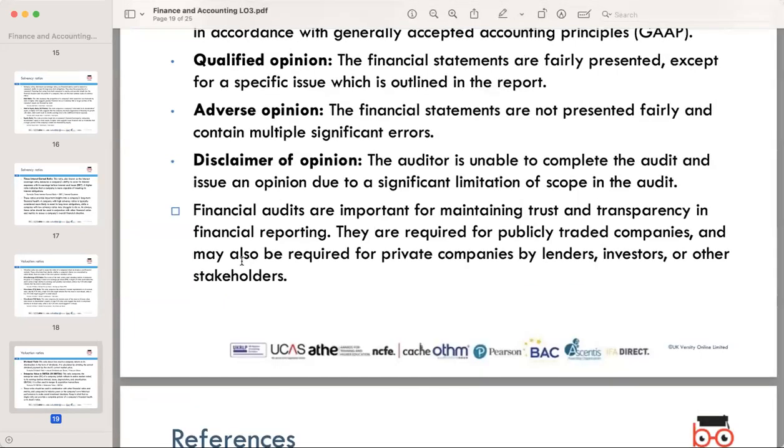Financial audits are essential for maintaining trust and transparency in financial reports. They provide stakeholders with valuable information about the reliability and accuracy of a company's financial statements. So the four types of audit opinion are unqualified or clean, qualified, adverse, and disclaimer of opinion. Each opinion conveys a different level of reliability and signals to stakeholders the overall quality of the financial statements.